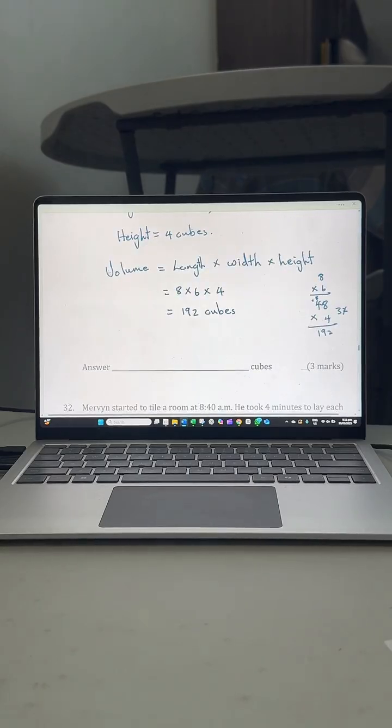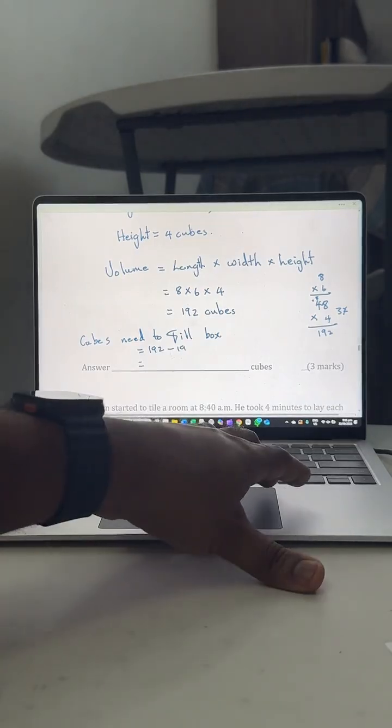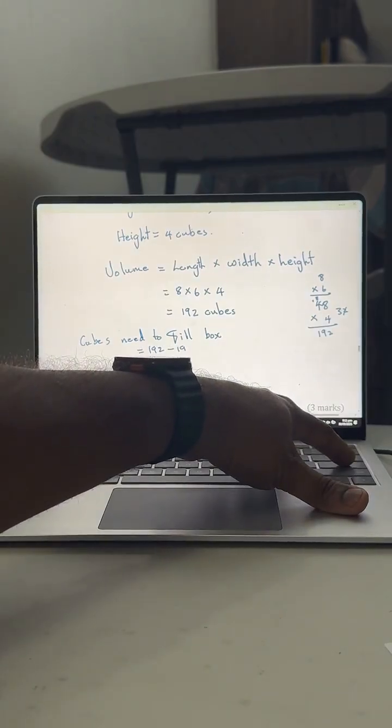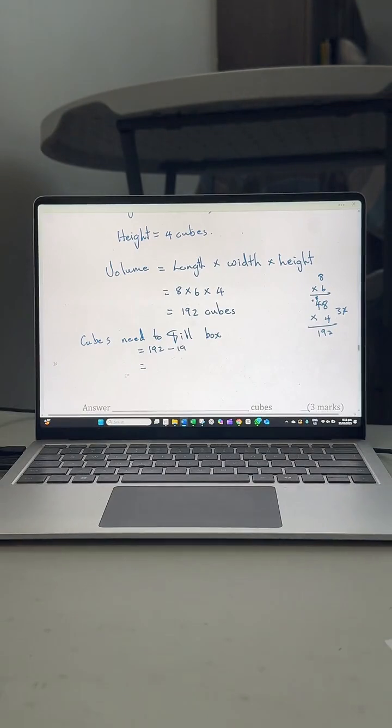So cubes needed to fill the box would be equal to 192 minus 19. If you need to do it in a working column, do it in a working column, please, guys. I'm going to send this down. Right, 192 minus 19 is what?